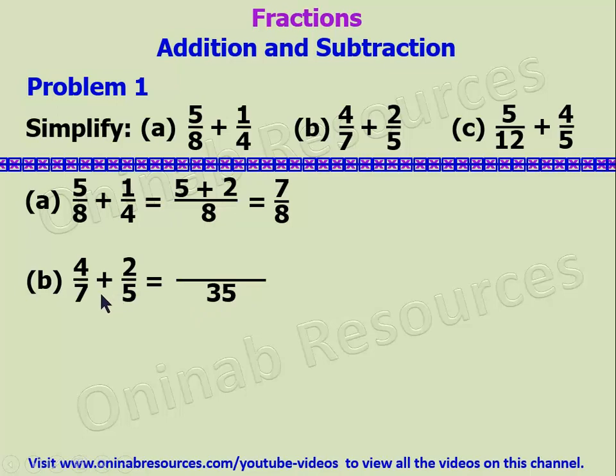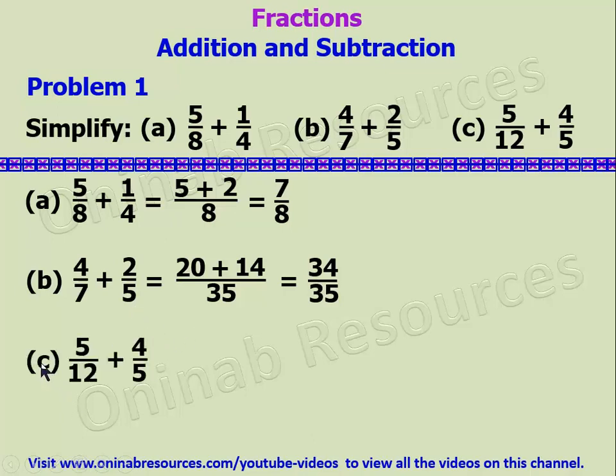So we say 35 divided by 7 gives 5. 5 times 4 gives 20. We have the 20, then plus 35 divided by 5 gives 7. 7 times 2 gives 14. So we now add the result we have at the numerator here. 20 plus 14 gives 34 over 35. That is the sum of 4 over 7 and 2 over 5. So we go to C part of the problem.